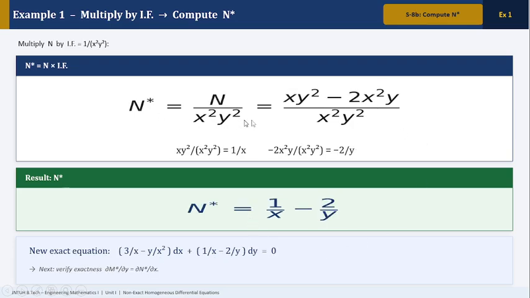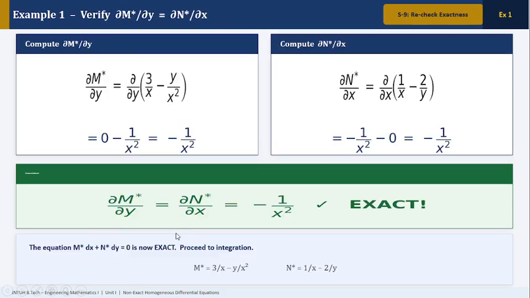N star is N by x square y square. So this is xy square by x square y square, which is 1 by x. Now minus 2x square y by x square y square, which is minus 2 by y. So N star is 1 by x minus 2 by y. Our new exact equation is 3 by x minus y by x square dx plus 1 by x minus 2 by y dy equal to 0. Now verify the condition for exactness.